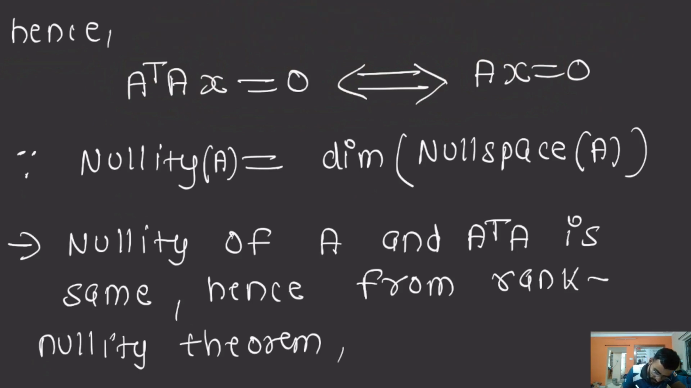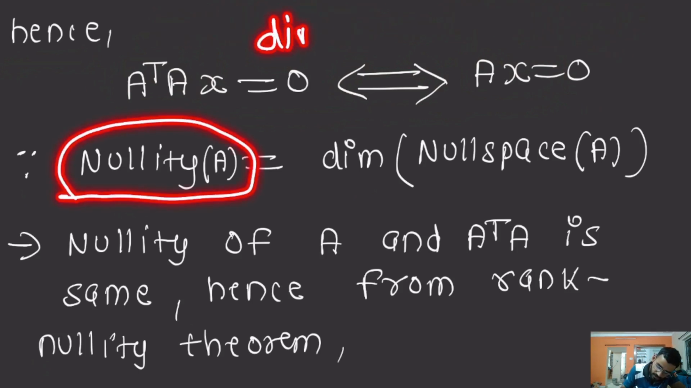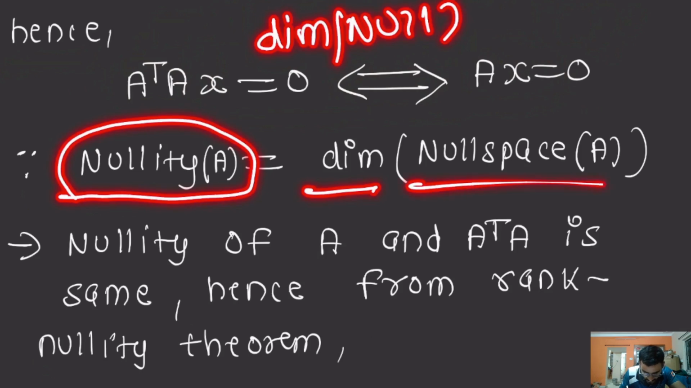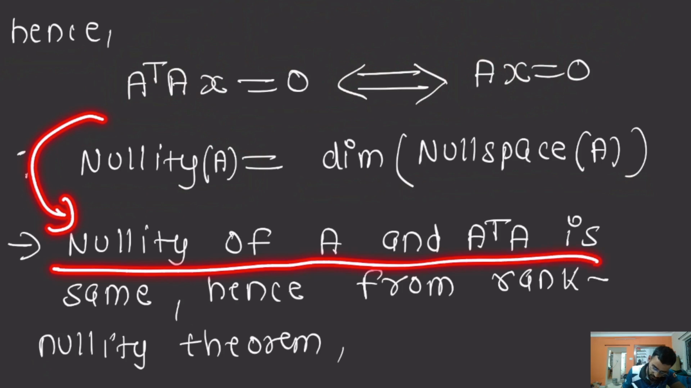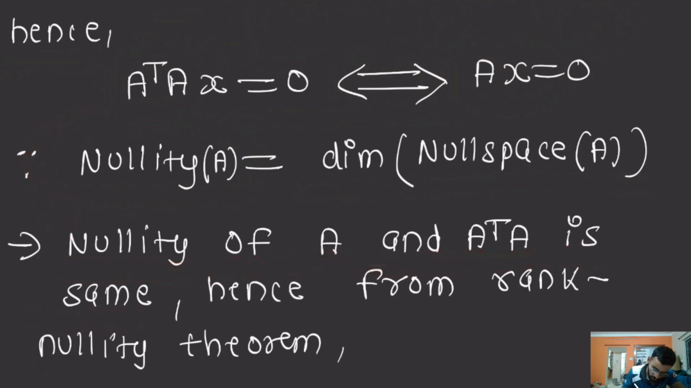Okay, and we know what nullity is. Nullity is nothing but the dimension of the null space, and the dimension of the null space is nothing but the nullity. Since the null space of A transpose A and A are the same, hence the nullity of A and A transpose A is the same. Okay, because the null spaces are the same.